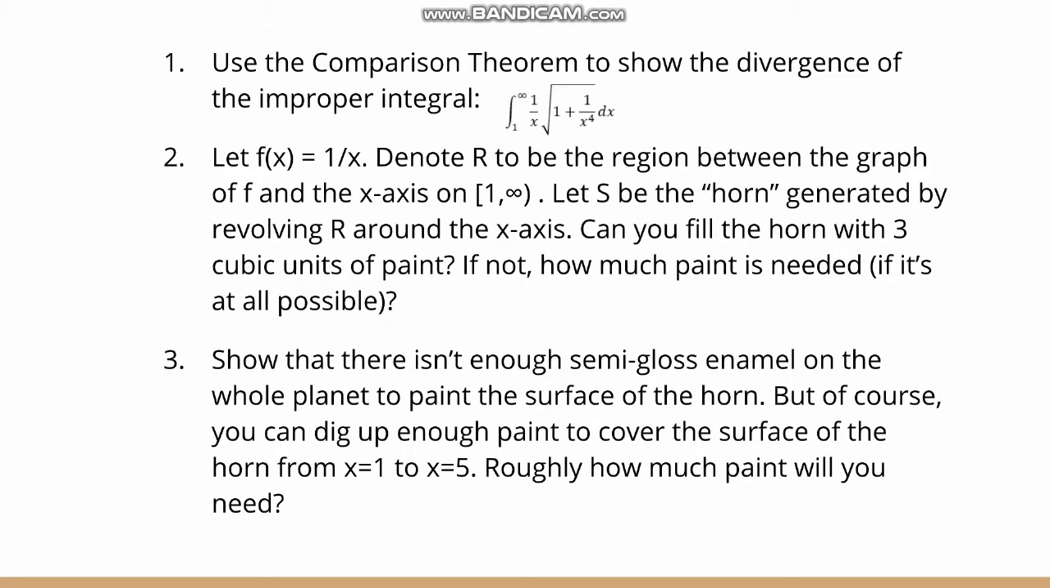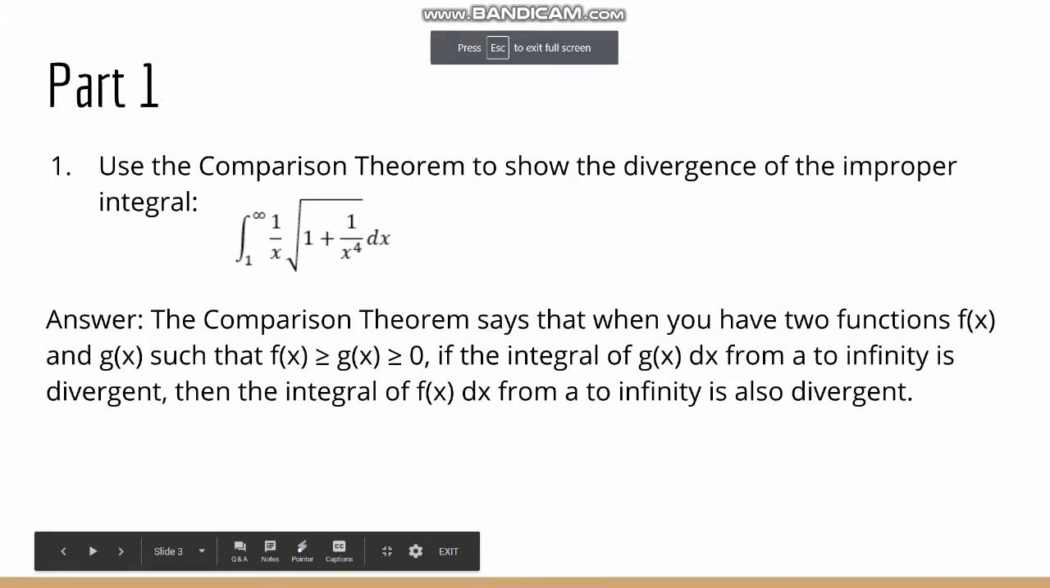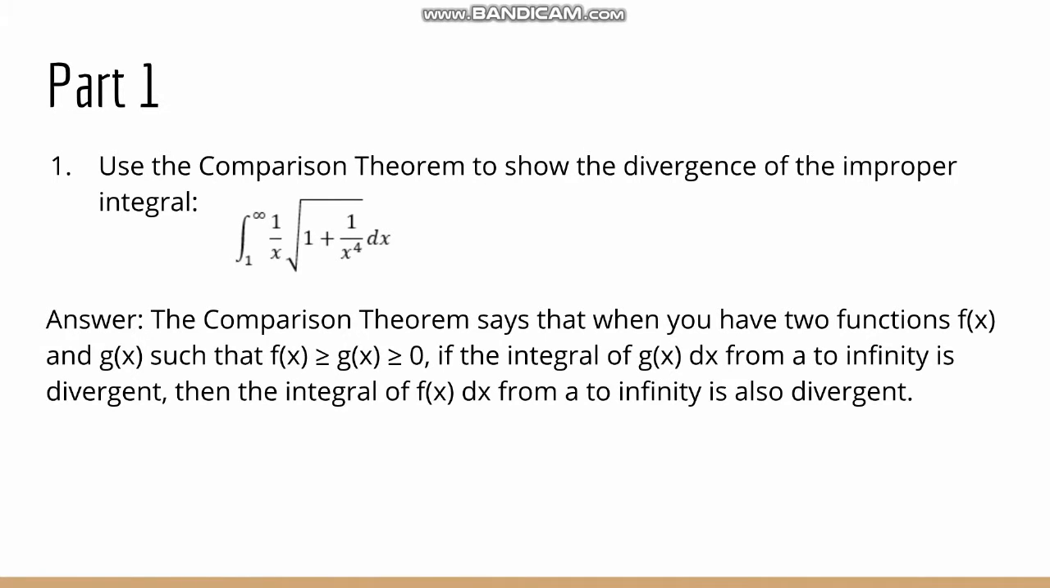To begin with, we're going to talk about the first part. So for part 1, we use the comparison theorem. We show that this integral here, 1 over x square root of 1 plus x to the 4th dx, the comparison theorem will show that this diverges, and that is what we are trying to prove. So we have two functions, f of x, which we're going to use as our original integral, well, just what's inside of it, the integrand. And for g of x, we're going to use 1 over x.